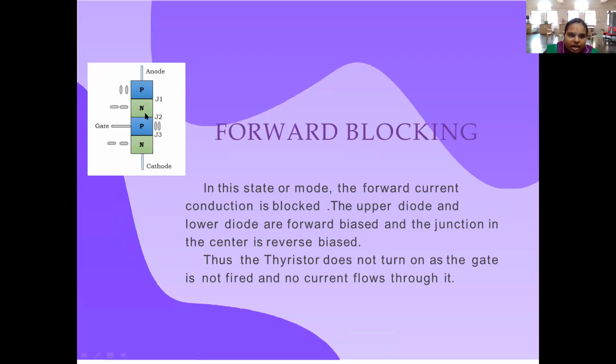Here it is PN, again NP, and again PN, right? Forward blocking means we apply the anode positive and the cathode negative. Here are holes, I represent them like this. Here N has the electrons, again P is the holes and N is the electrons. When the anode is connected to the positive terminal and the cathode to the negative terminal, it is a forward connection, right? When it is a forward connection, if it is only PN, it will start conducting.